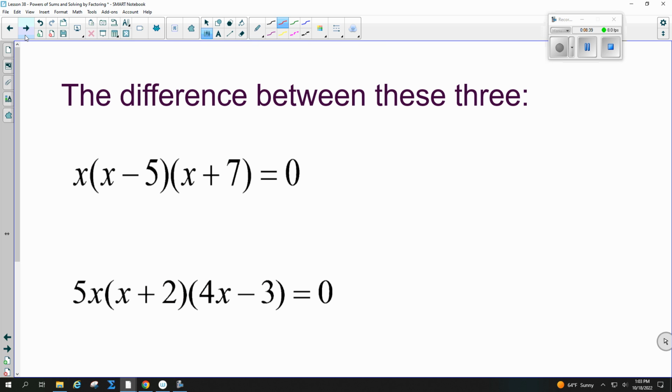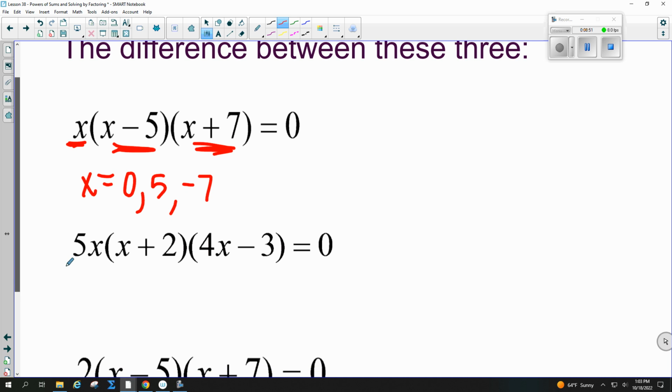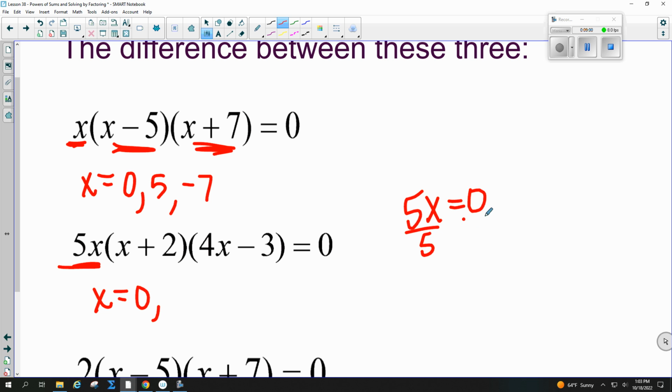All right, real quick, what is this solution here? What is this solution here? Oh, 0. Okay. Why is that one 0? You're going to set 5x equal to 0, and you're going to divide by 5. You still get 0. Okay. So it is 0. What is this solution here? How many of you can do this in your head? It is positive 3/4. Again, if you do not know, set it equal to 0, add 3, divide by 4.